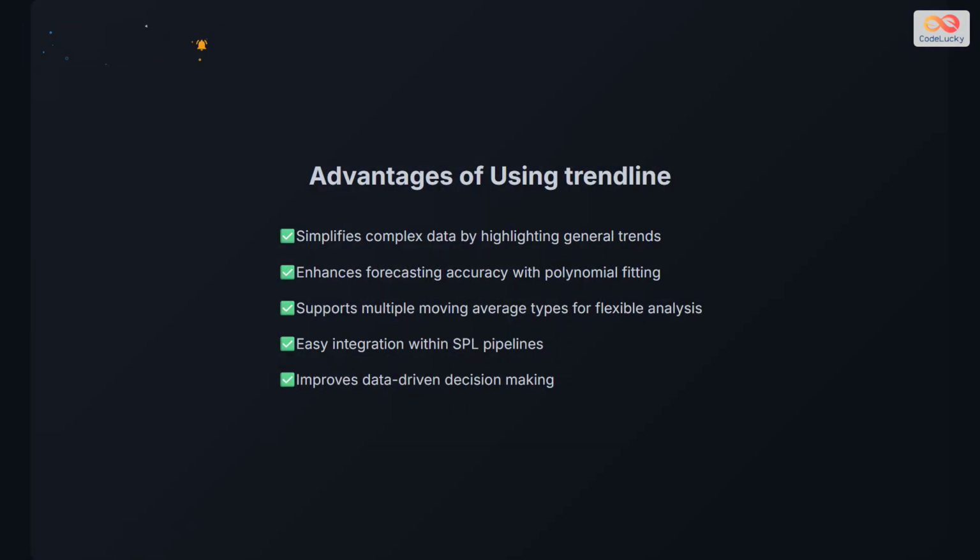Using the Trendline command simplifies complex datasets by highlighting general trends. Polynomial fitting enhances forecasting accuracy. The command supports multiple moving average types for flexible analysis. It integrates easily within search processing language pipelines and improves data-driven decision-making by offering clear trend insight.